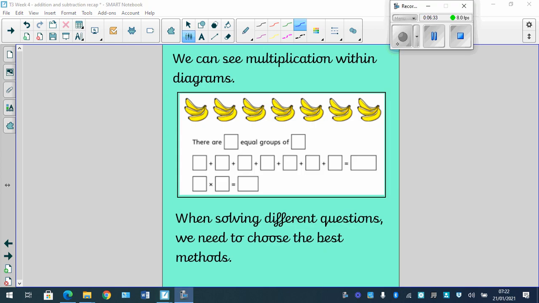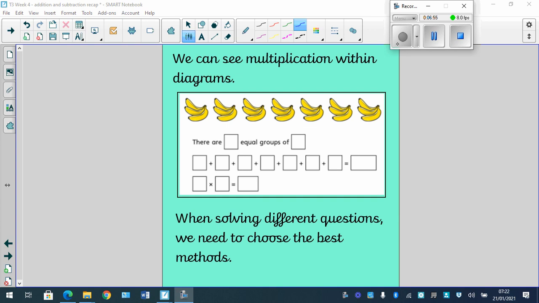In this example, we've got multiplication that we can see within a diagram. I've got a range of bunches of bananas. I've got 7 bunches of bananas, and in each bunch I've got 3. So I've got equal groups. And when we think about multiplication, we have to think of equal groups of amounts. Okay?